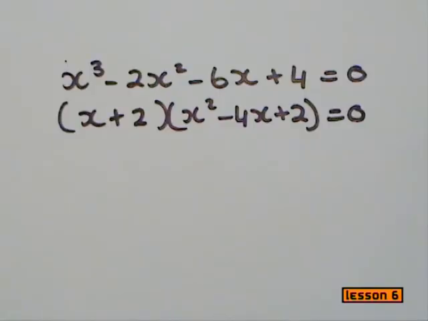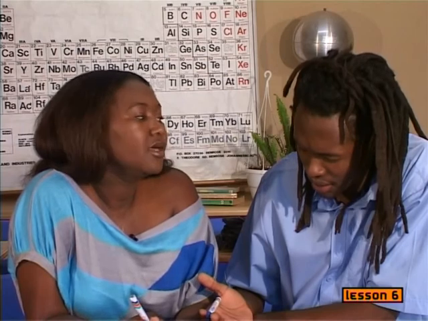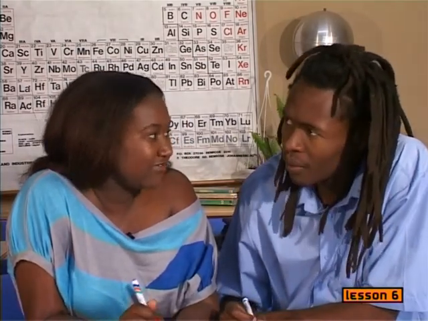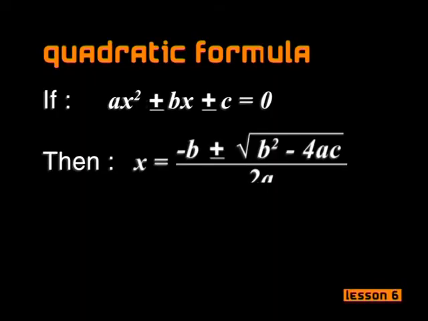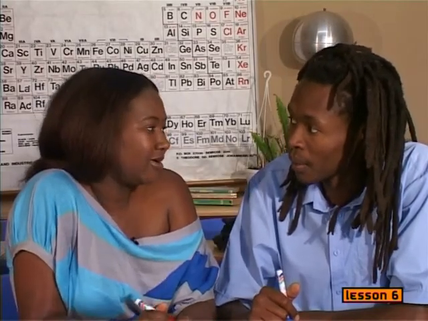Next, we need to factorize the quadratic. But something isn't right here. The quadratic doesn't seem to factorize. That's all right. Do you remember what you need to do if the quadratic doesn't factorize? Don't we use the quadratic formula? That's right. Why not give it a try? You can leave your answer in the simplest surd form.